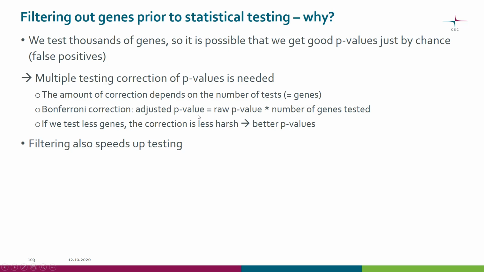Now, we want to have small p-values, so we want to reduce this number, because obviously if you multiply with a big number, your p-value is not going to be that good. So we can achieve this by testing less genes, and of course filtering also speeds up testing.